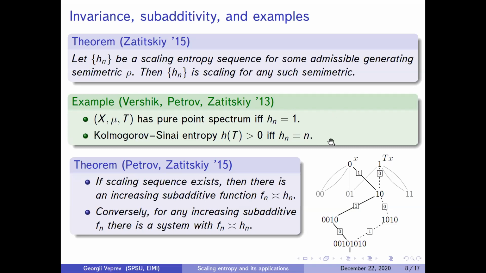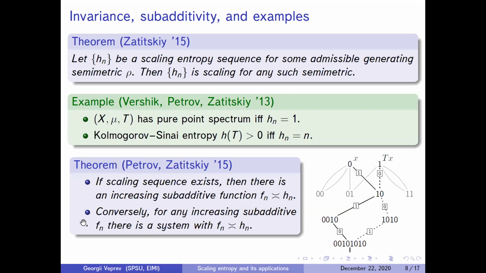This sequence actually has some nice properties in terms of equivalence, because it is defined up to some equivalence, up to a constant. So the theorem by Petrov and Zatitsky is the following. If such a sequence exists, then one can find an increasing subadditive function which is equivalent to Hn. And conversely, for any given subadditive increasing function Fn, there always exists an ergodic system which has a scaling entropy sequence and it is equivalent to Fn.